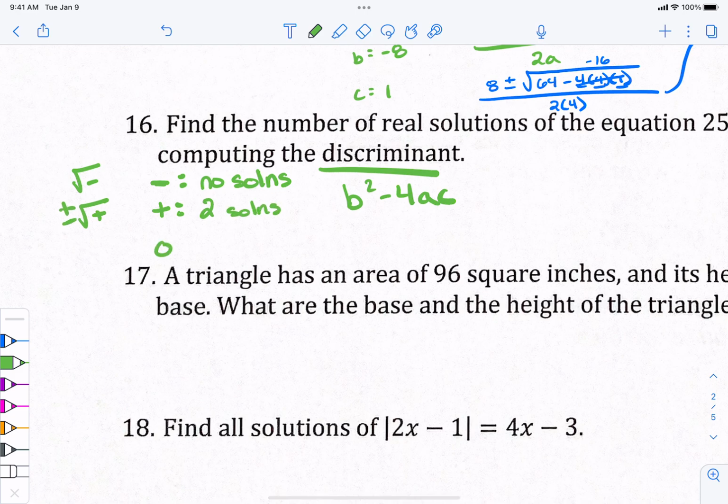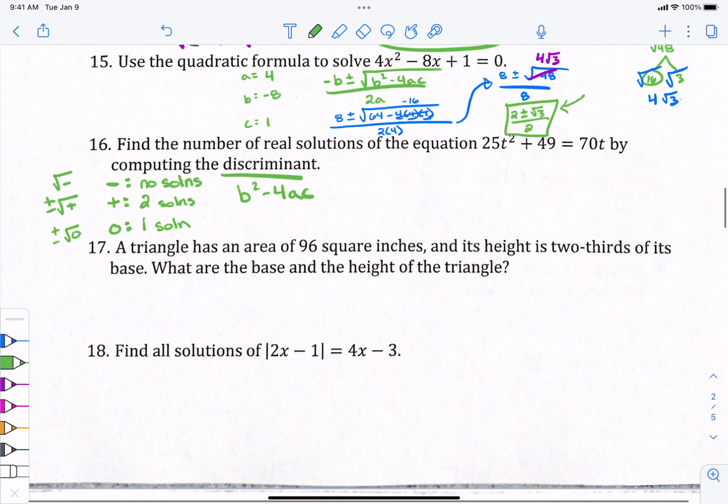Okay. And if that number is 0, there is only 1 solution. How come? It's plus minus. Because you're adding 0 or subtracting 0, which is the same thing. Okay, so 1 solution for that. All right, so that's the rules. Okay, we got to do b squared minus 4ac for this thing, but not yet.